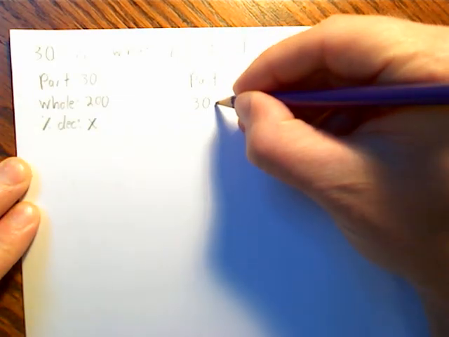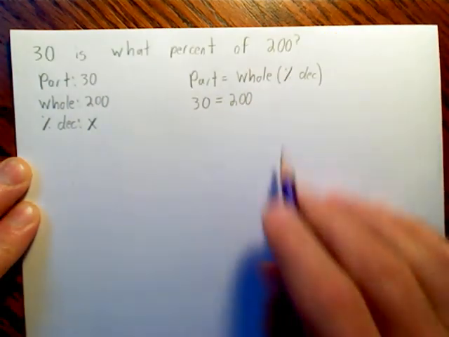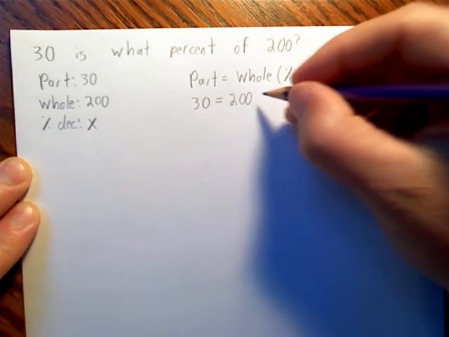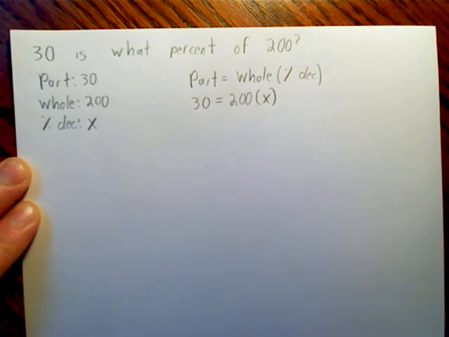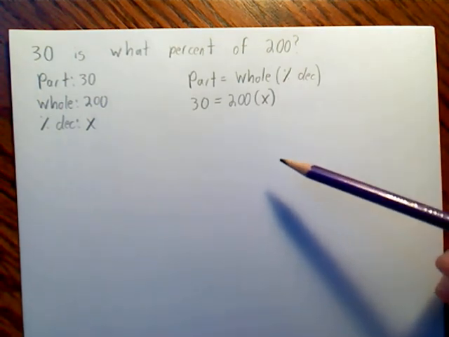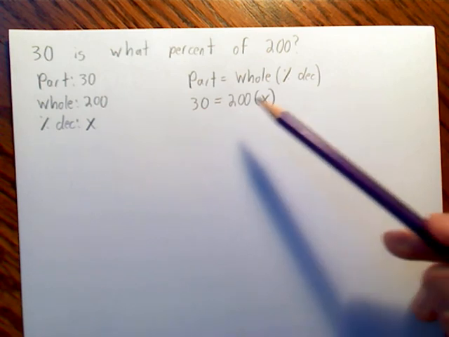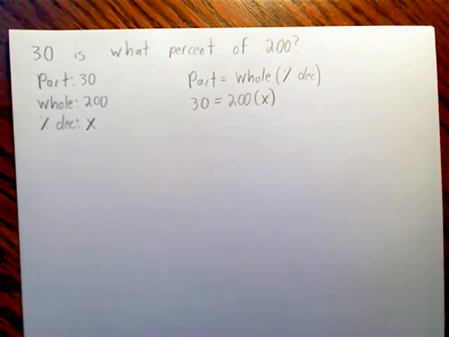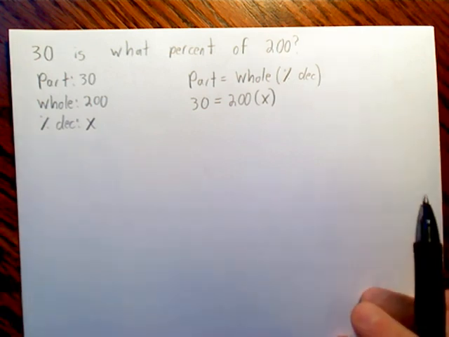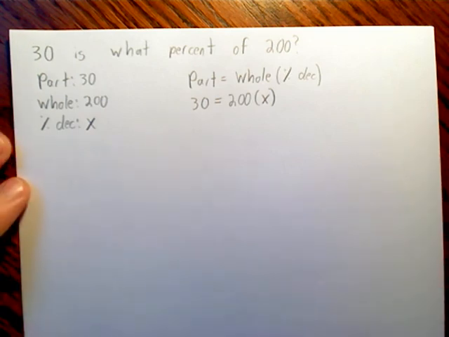Our part is 30. Our whole is 200. And our percent as a decimal is x. And just like with the last problem, we need to do some solving. We need to do some isolating. This x is being multiplied by 200, so we need to get that x all by itself. And that's what the equation method is all about, solving for x by isolating it. Just kind of like what we did with the proportion problems, but in a different method.